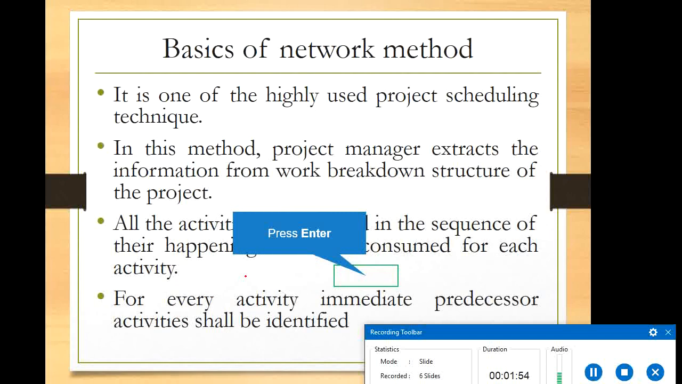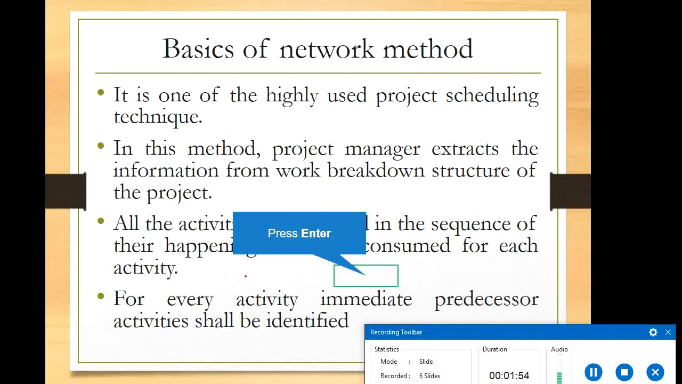So, basics of the network method. It is one of the highly used project scheduling techniques. In this method, project managers extract the information from the work breakdown structure, which we learned in the previous lesson. All the activities are arranged in the sequence of their happening and the time consumed for each activity. So first activity, second activity and subsequent activities can be arranged in sequence, with every activity demarcated with the number of days or time consumed for each activity.